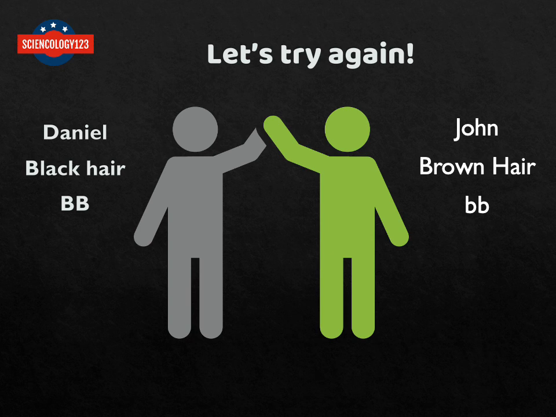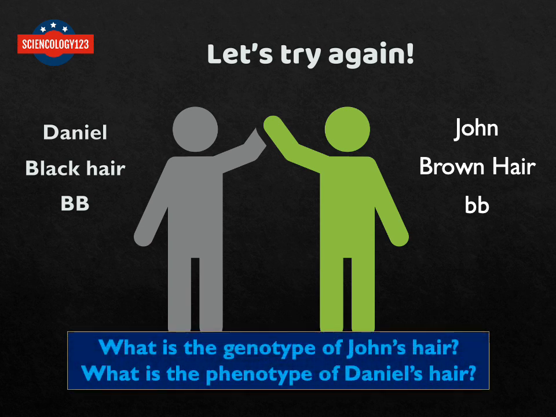Now, let us try another question. Daniel has black hair with the allele in pair of uppercase letter B for both, whereby John has brown hair with the allele in pair of lowercase letter b for both. Now, what is the genotype of John's hair? What is the phenotype of Daniel's hair?